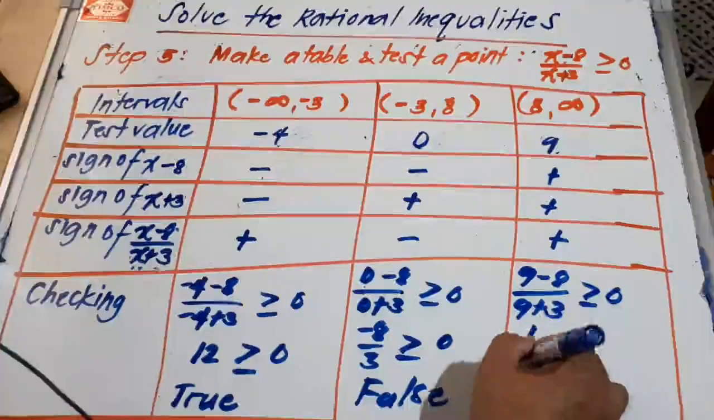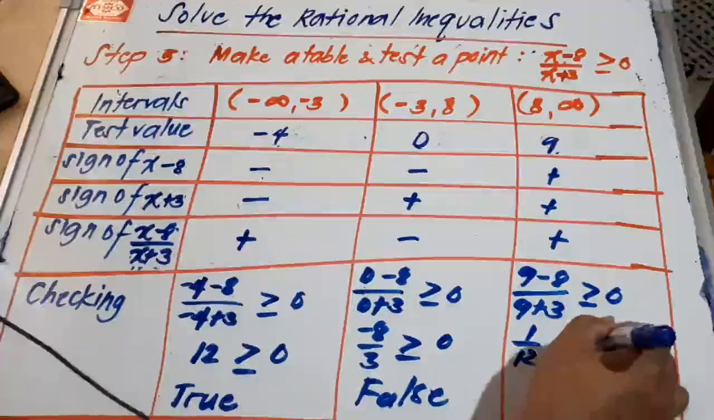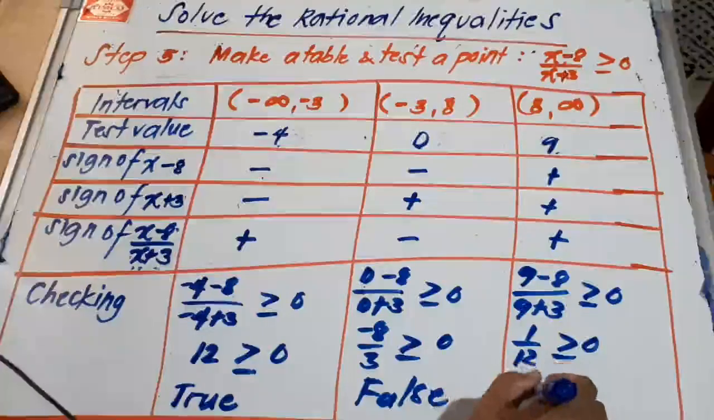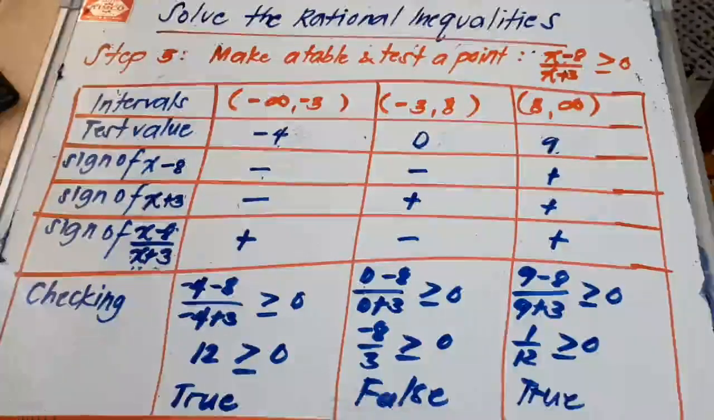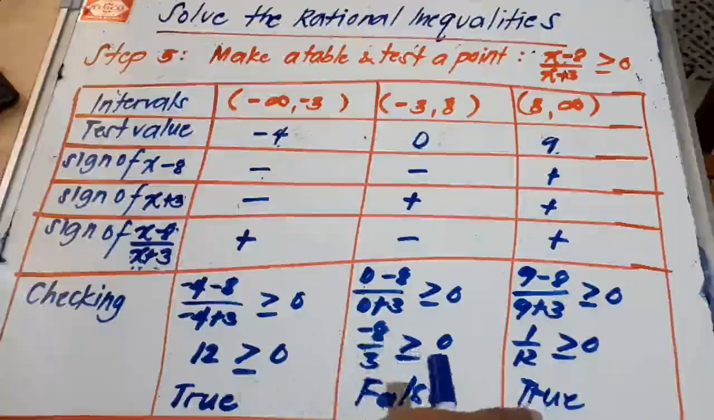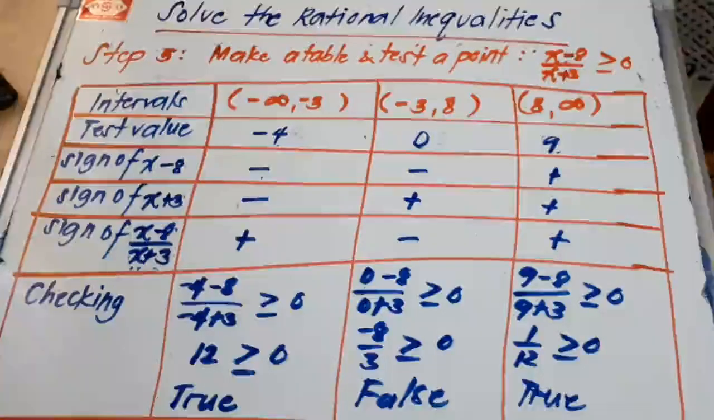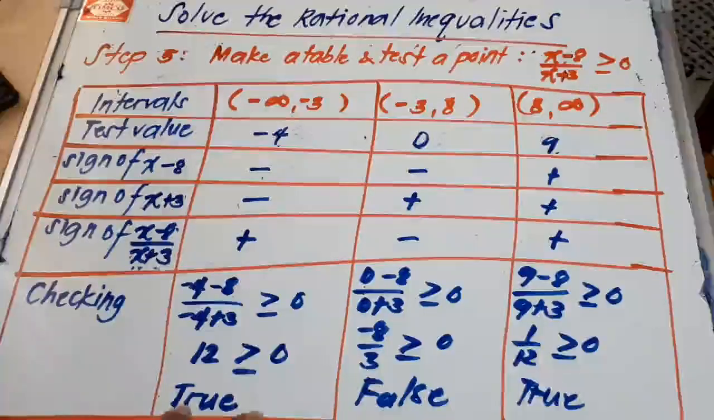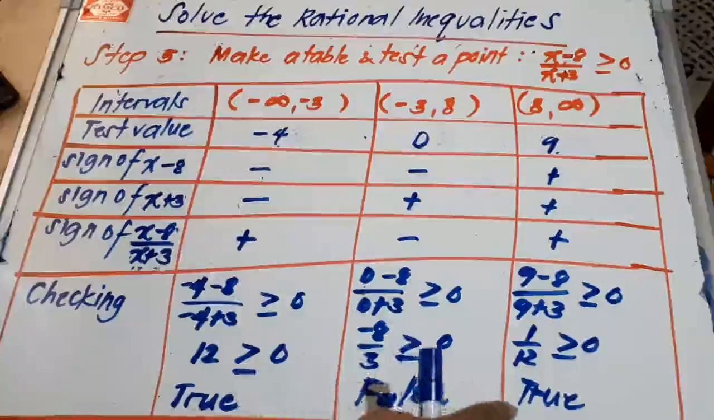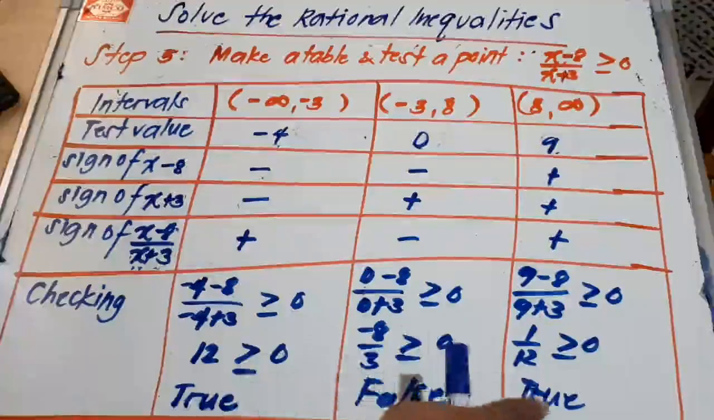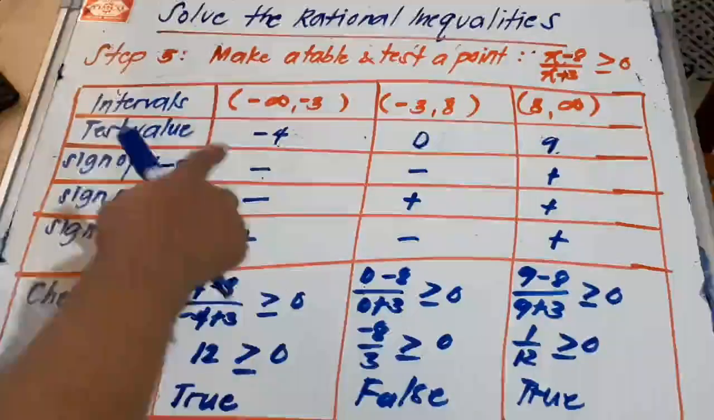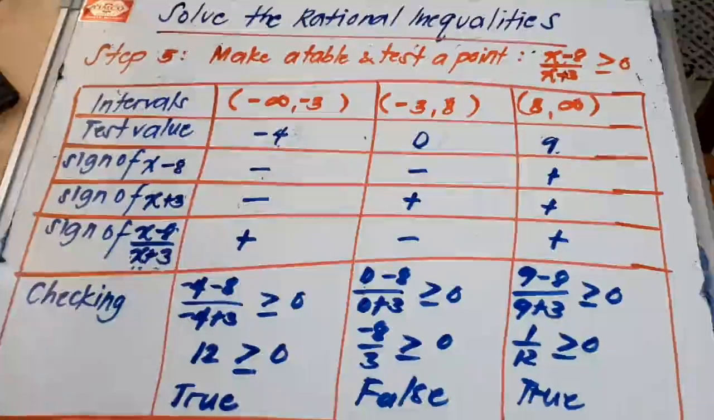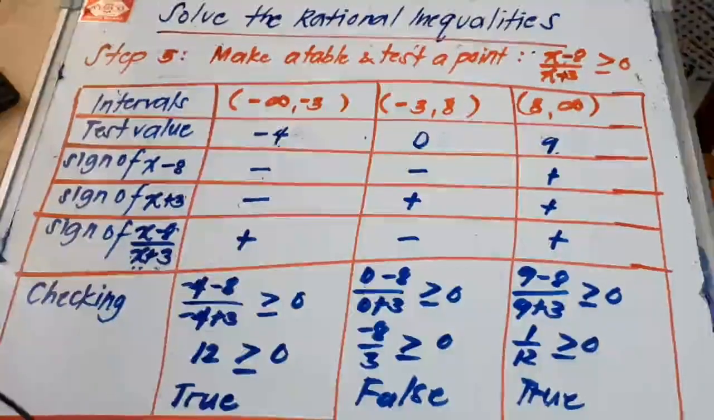We have 1 over 12. Is this greater than or equal to 0? Yes, true. Therefore, kasama to sa solution of our rational inequality. Ito, hindi kasama. Kasi nag-false siya when we substituted 0 to x. And itong dalawang ito, ang solutions ng ating rational inequality. The intervals, negative infinity to negative 3 and 8, positive infinity.